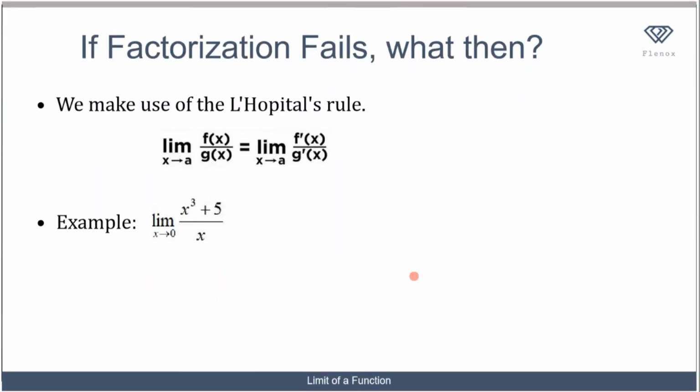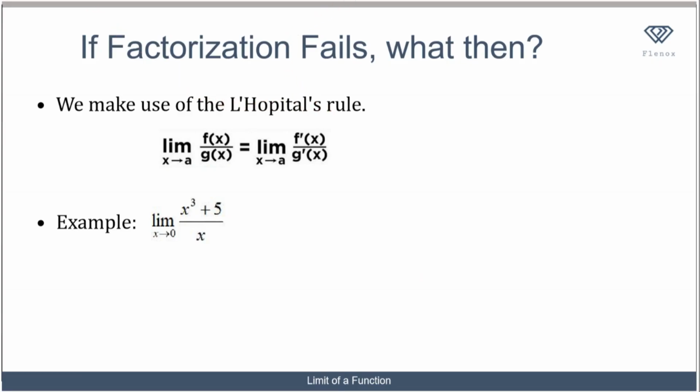Now there is one more special case. If factorization fails, what then? So if we try to put the value into the function and we get the denominator to be 0, we try to factorize it, but we can't factorize it because of the nature of the expression, then what do we do? Then what we do is that we'll make use of L'Hopital's rule.